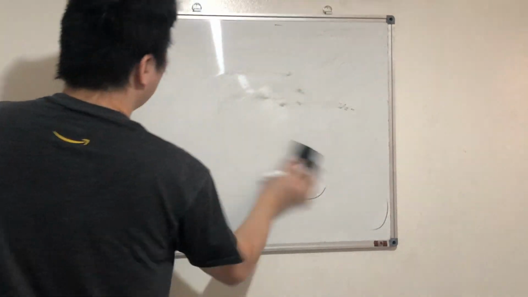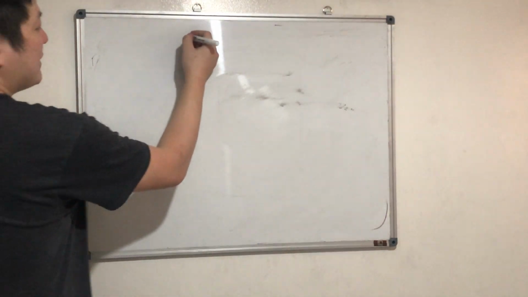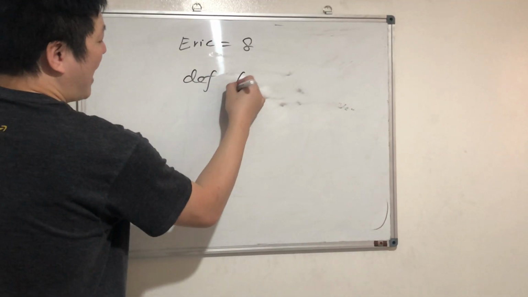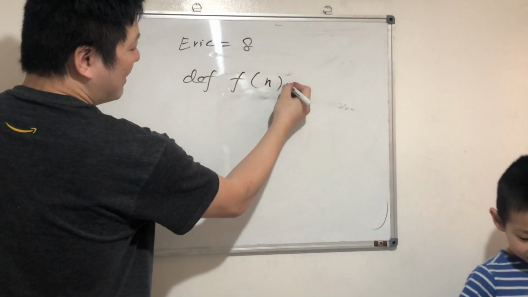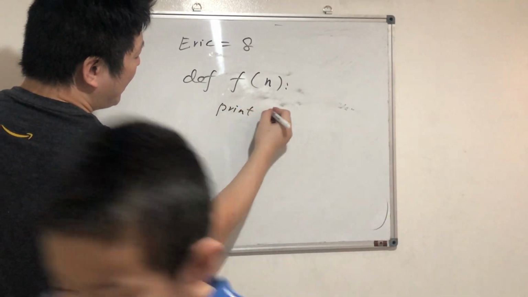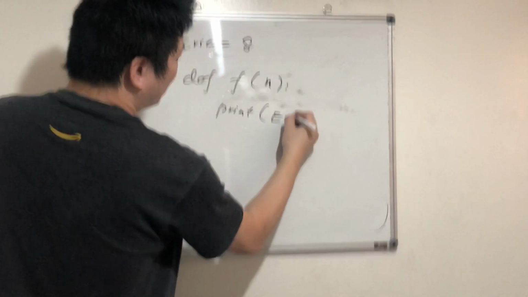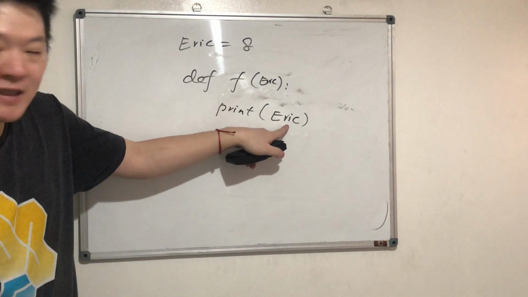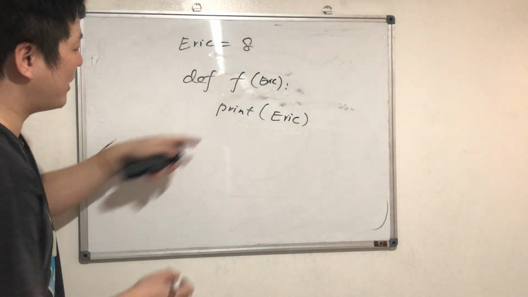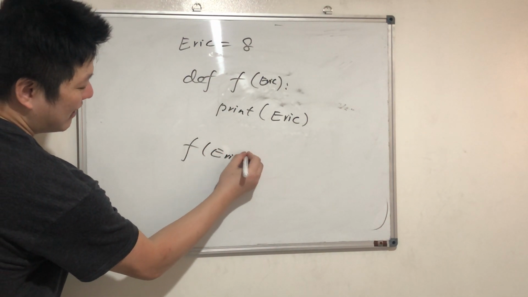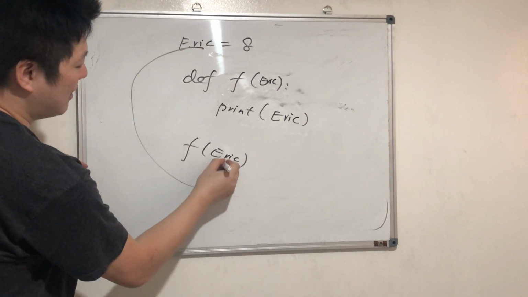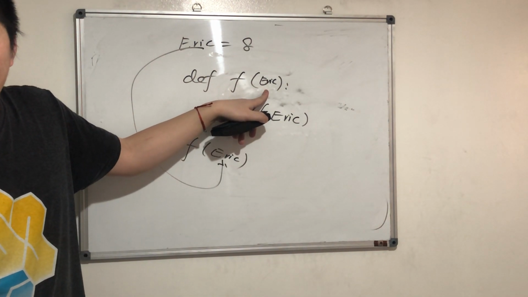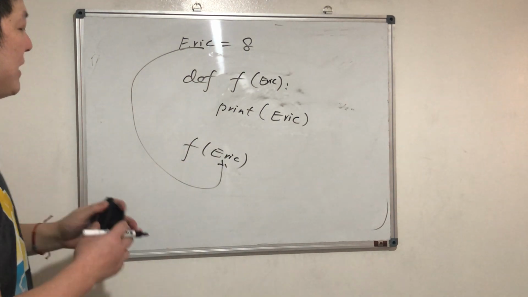How does it know Eric is 8? Because you're assigning here Eric equals 8. And you can also do this. Look, define f. You can put a value here, n, and then you can print Eric. Now that's okay, because this Eric is this Eric, and in order to call this, you have to call f(Eric). Then you take this Eric value, pass it into the function, then you print Eric, which is 8. Do you get it? Okay, this is passing parameters.